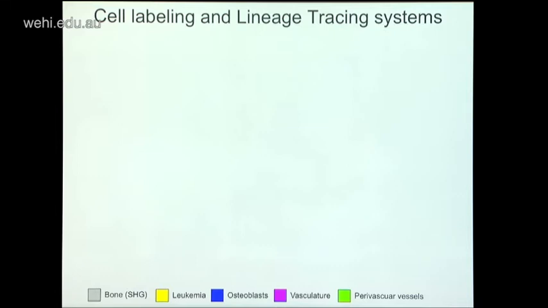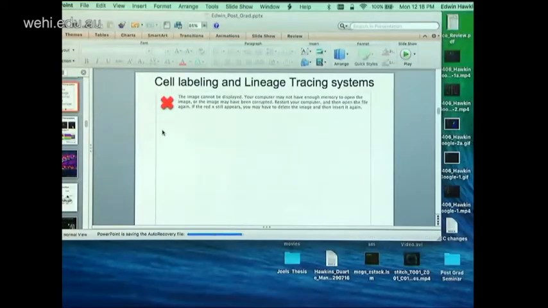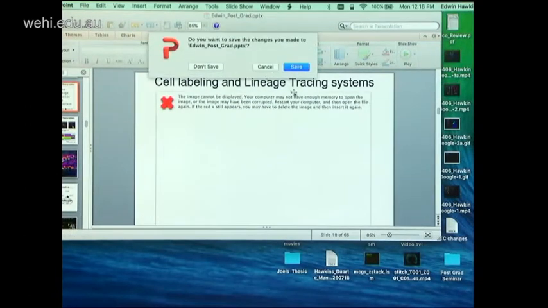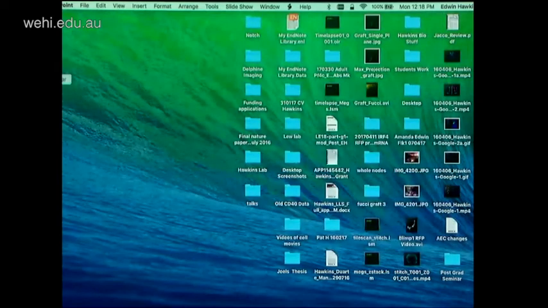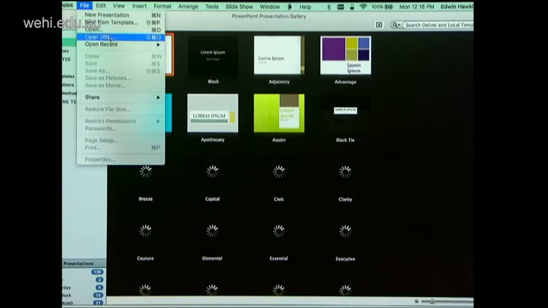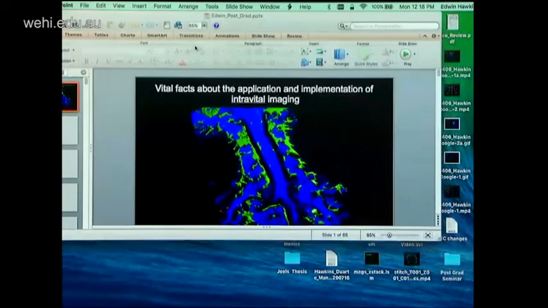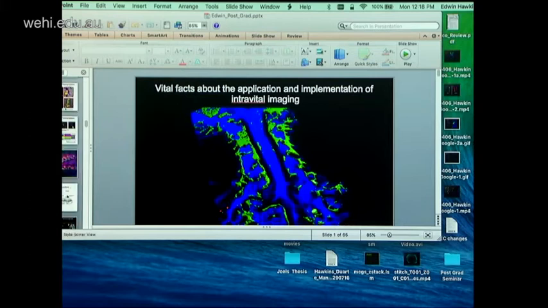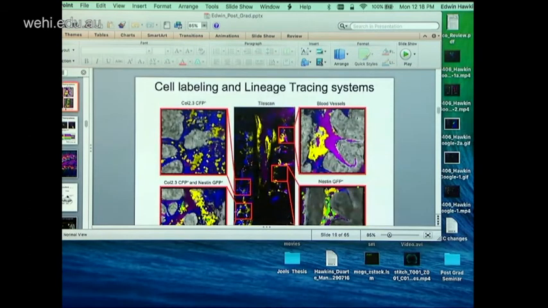I'm really unsure, Alex, why this isn't working. I'll just try and bring it up one more time. So obviously, if we're pumping light into our samples, there we go, now it's back.